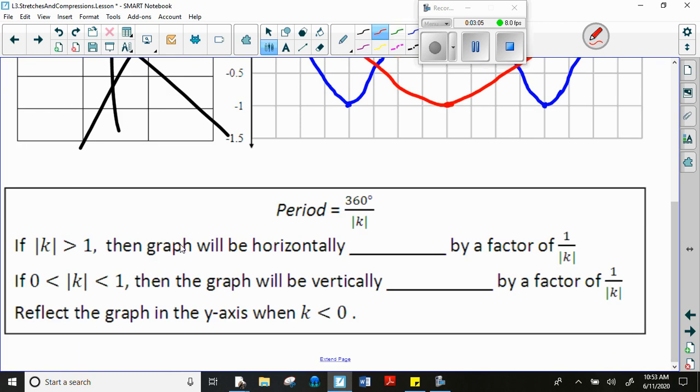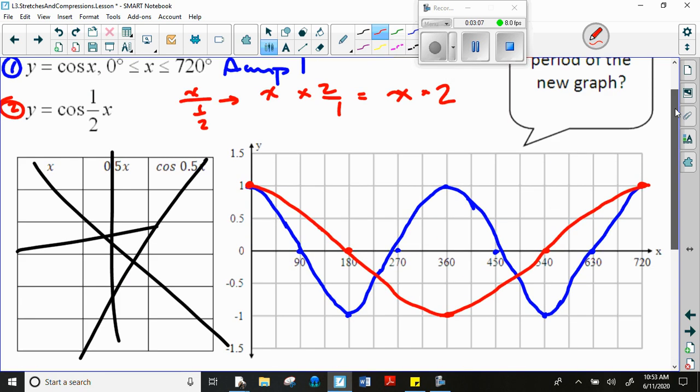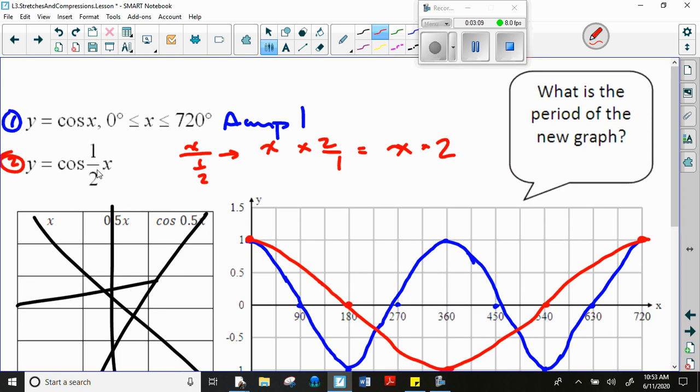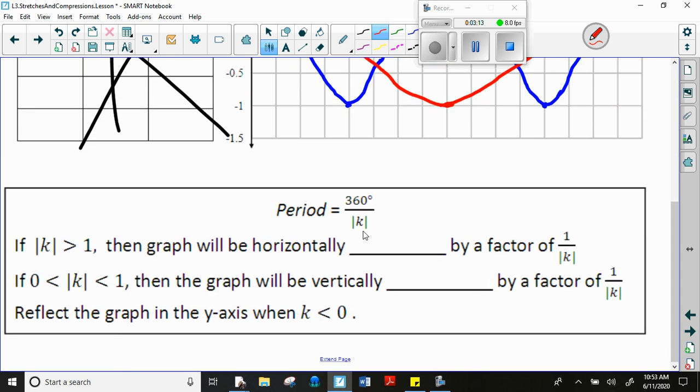Now, what the horizontal stretch value does, any value in front of x is known as the k value. We're calling that k when we're doing trig. And it affects your period.